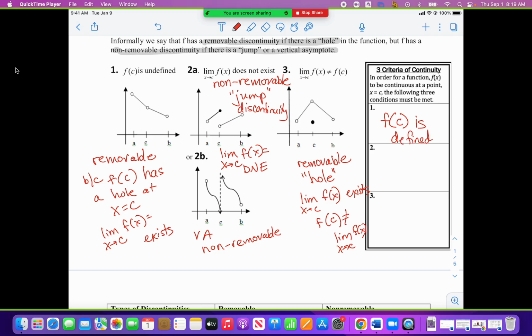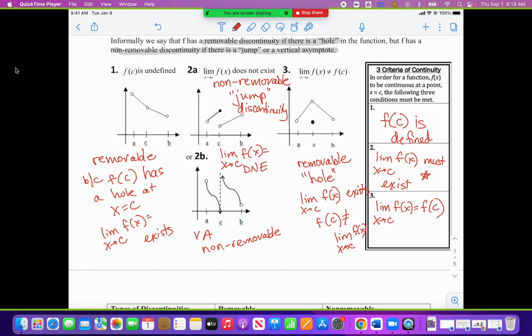Number 2, the limit as x approaches c of f of x must exist. Now, a caveat to this is that you have to show the left and right hand limits. You have to show those 2, and conclude, number 2, that the limit exists. And then the third piece is that the limit value equals the function value.